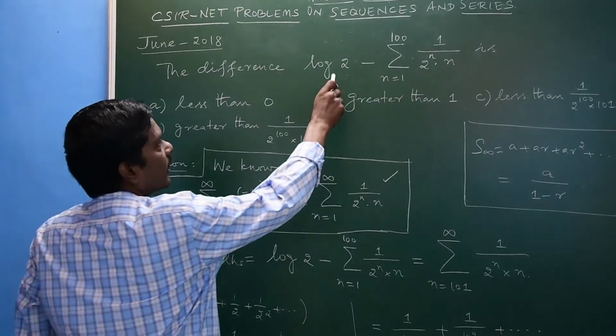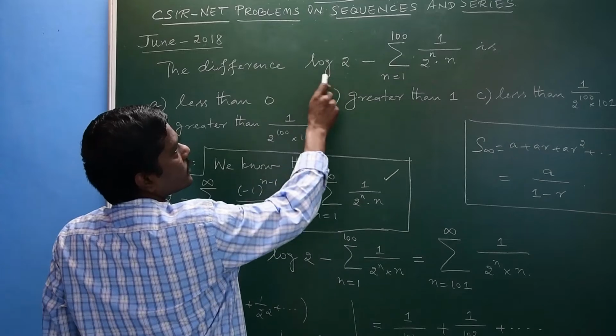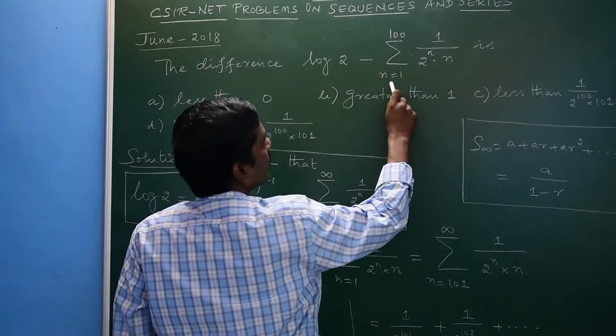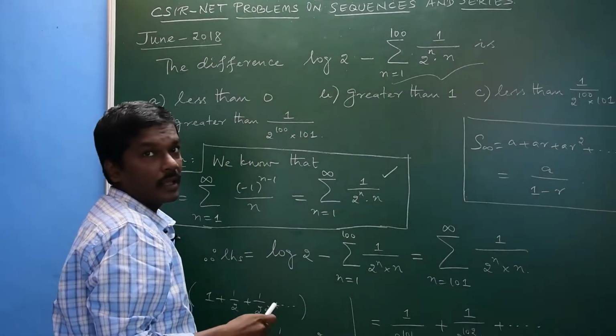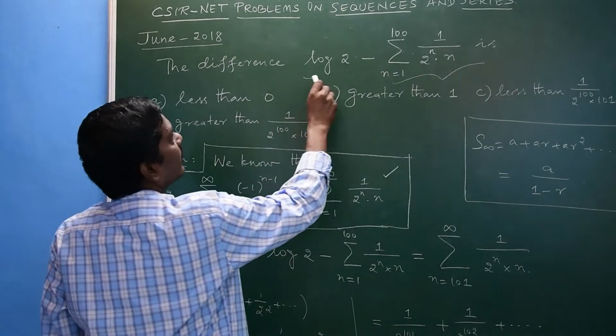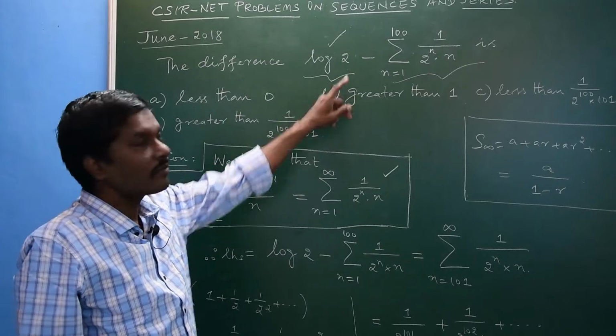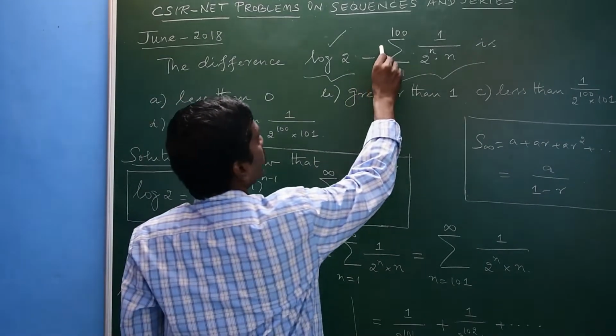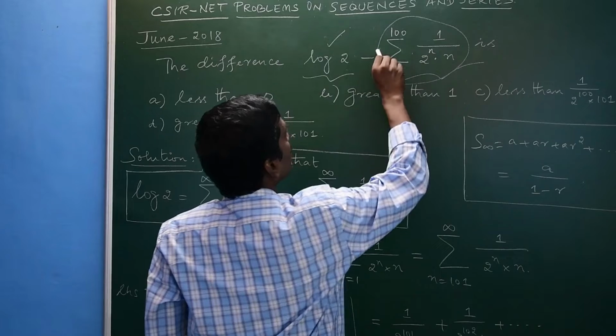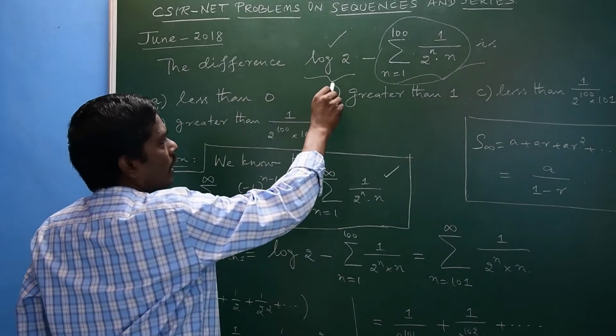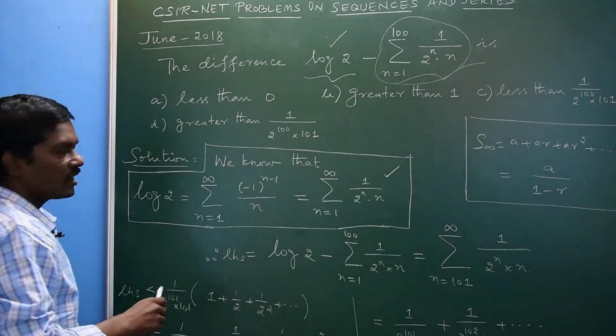So when you look at the problem, we are given a finite sum here, and we are given log 2. So this is the clue here. Log 2 is the clue. What we have to do is view this finite sum in terms of log 2. That you can find from any of the standard books.